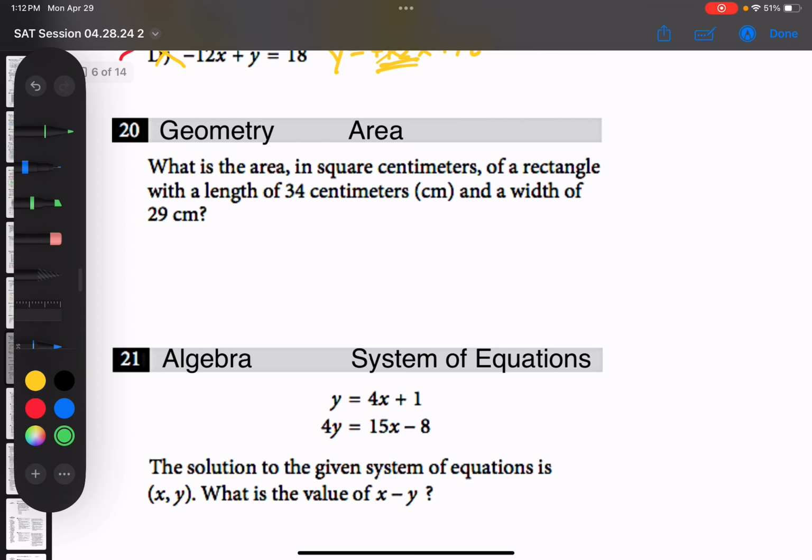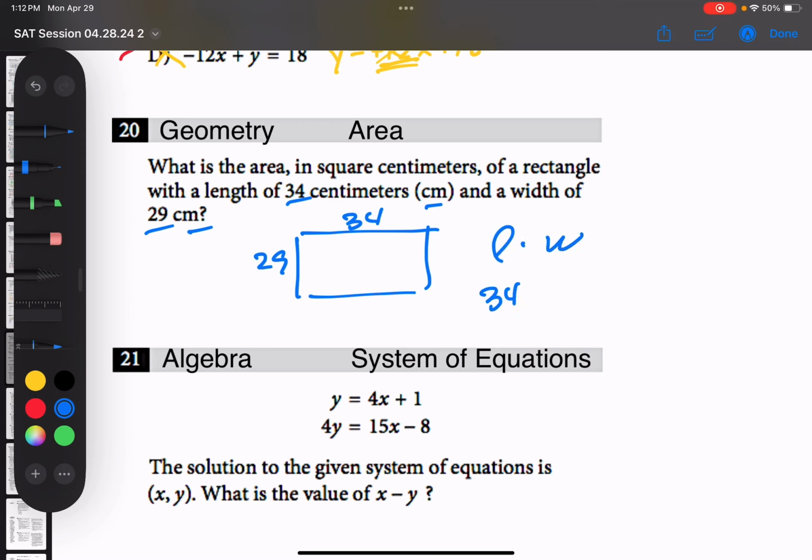Question number 20. What is the area in square centimeters of a rectangle? All right, give me that rectangle, with a length of 34 and a width of 29 centimeters. What is the area? Length times width, so it's 34 times 29. I use my calculator. 34 times 29 equals 986. That is the answer to this question.